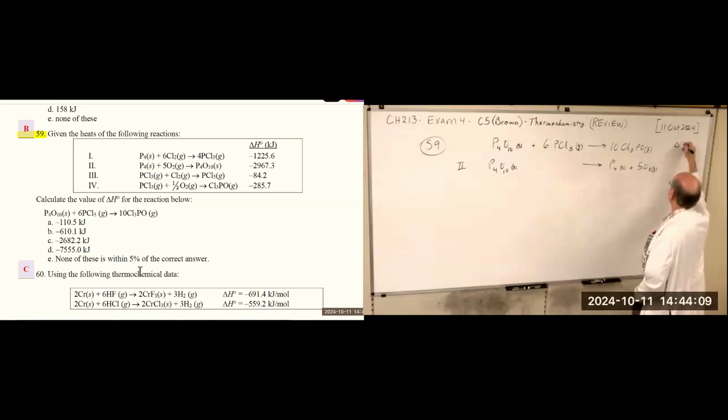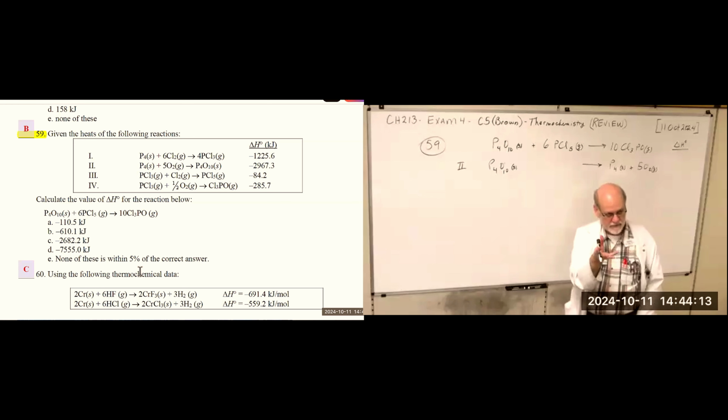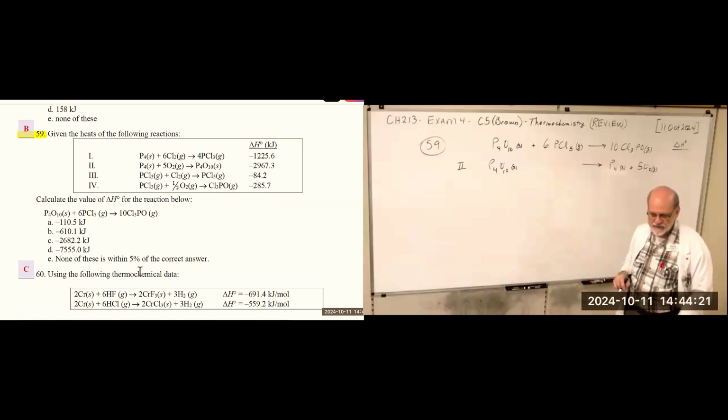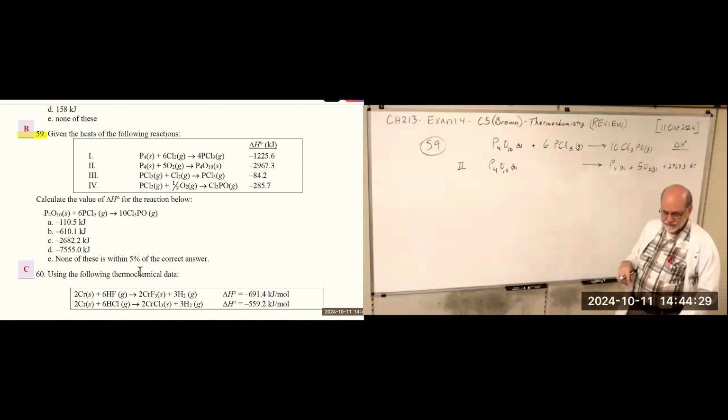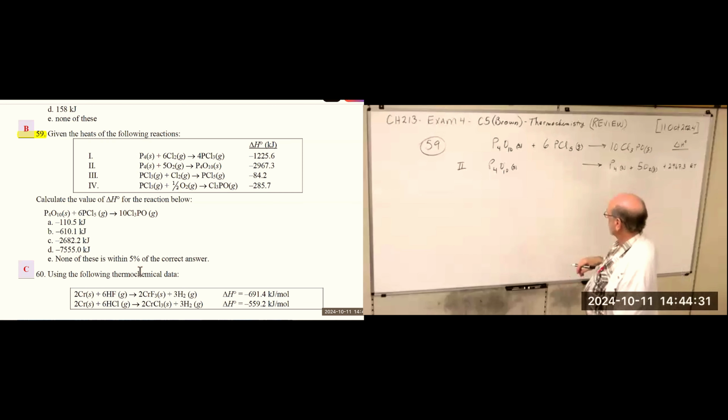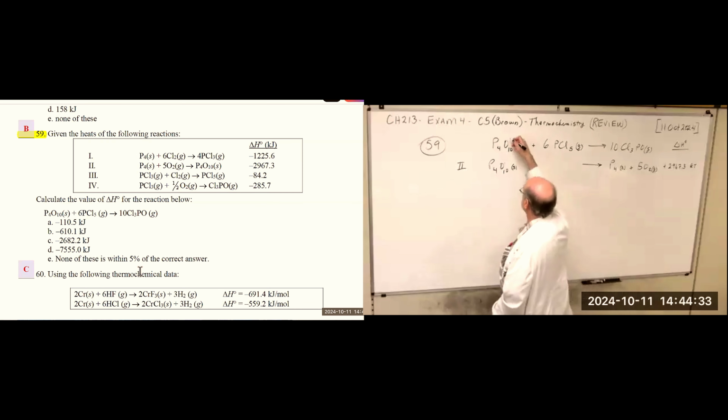Now, how about our delta H? If we invert the equation, it changes the sign on the delta H. So that would be positive 2967.3. These are all kilojoules, I believe. Okay, so we've used number 2. We've taken care of this one.